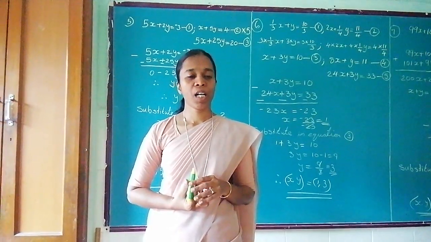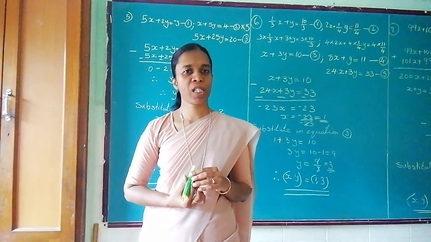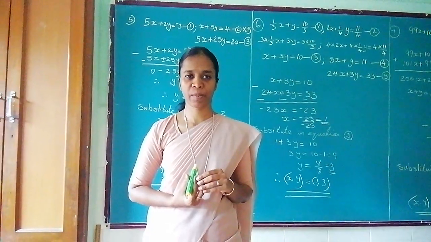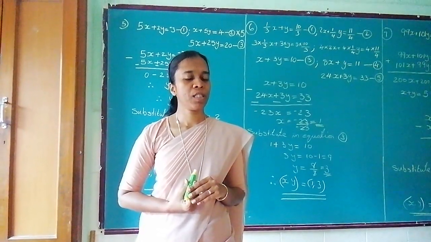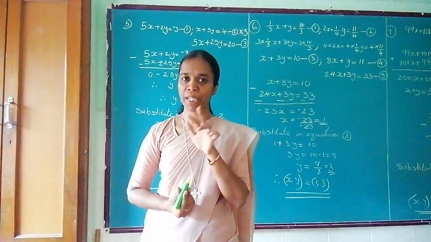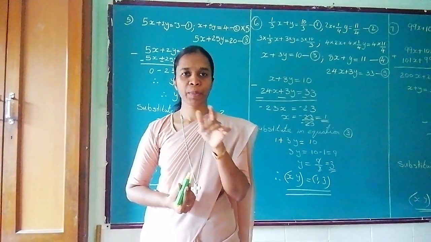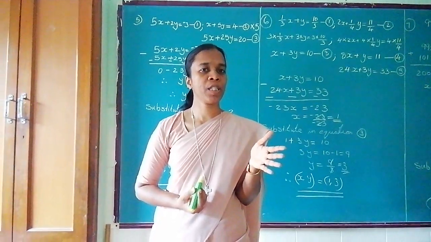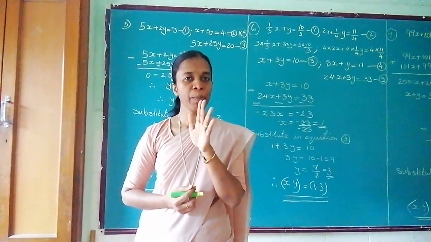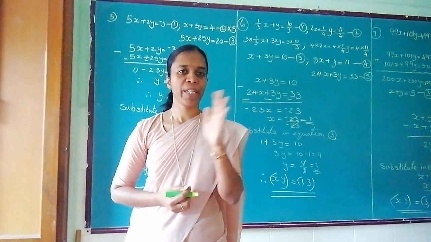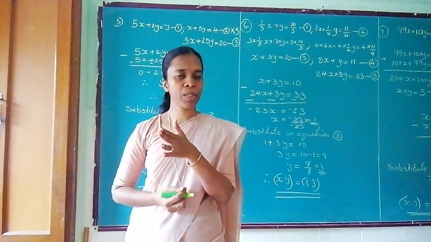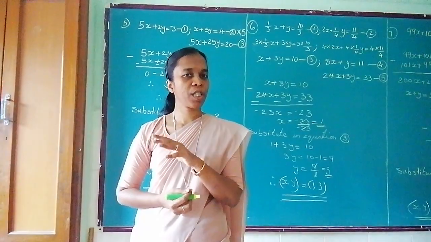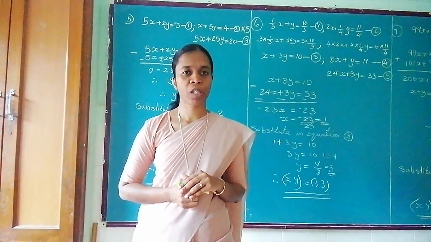We are learning how to solve linear equations in two variables. What are linear equations? Equations which have two variables. Each variable's degree should be 1. What is the general form of a linear equation? ax + by + c = 0. x and y are the variables. a, b are not equal to 0.